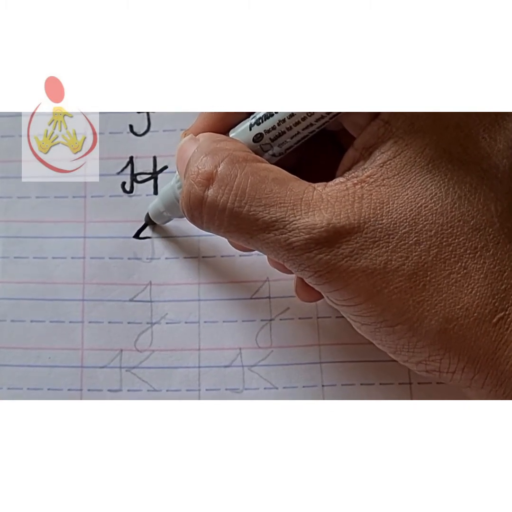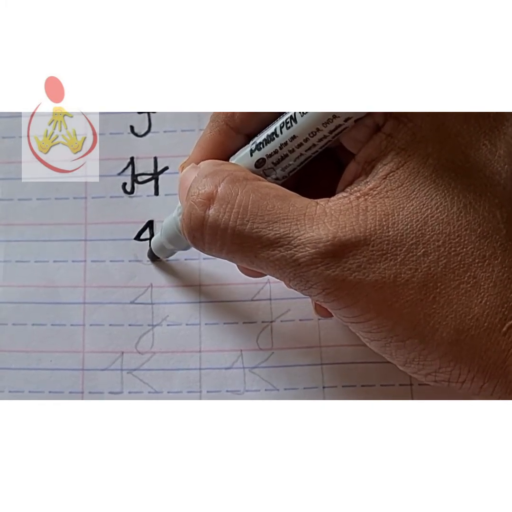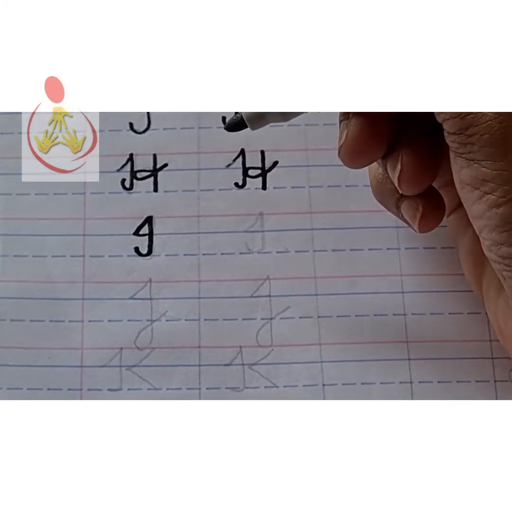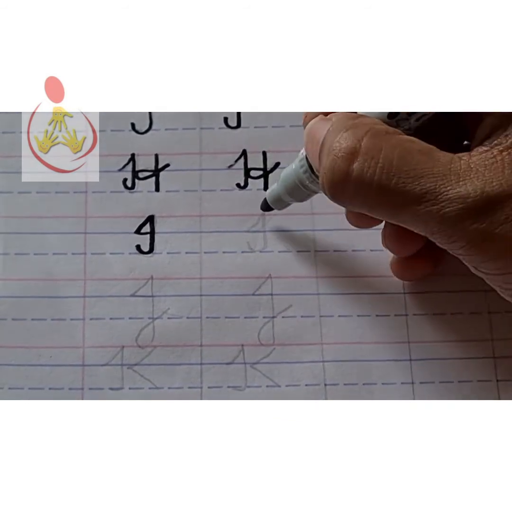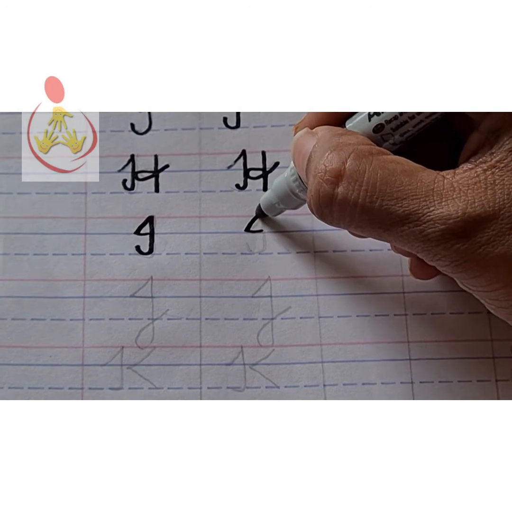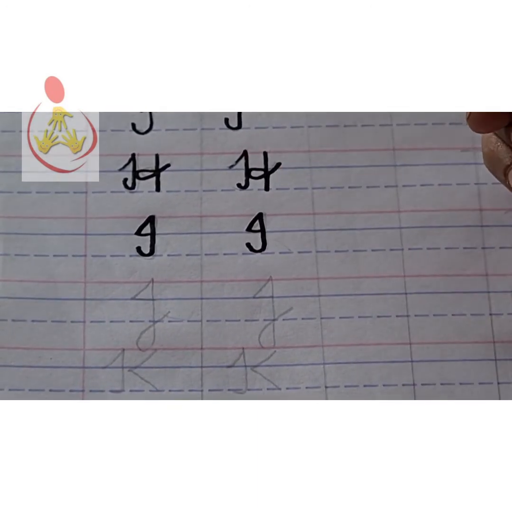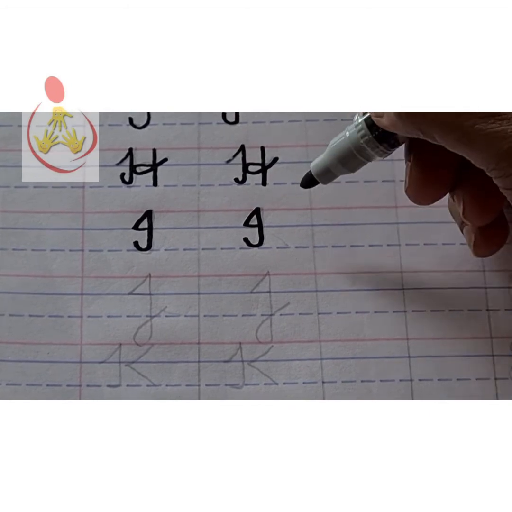a small slant up to the first red line, straight down to the second blue line and a small turn. That is I. Starting on the first blue line, up to the first red line, down to the second blue line and a turn. That is capital I.